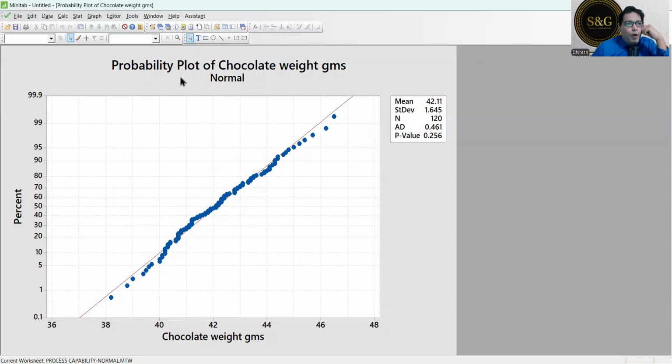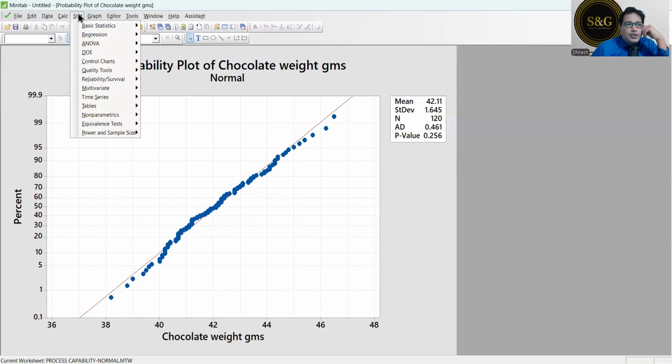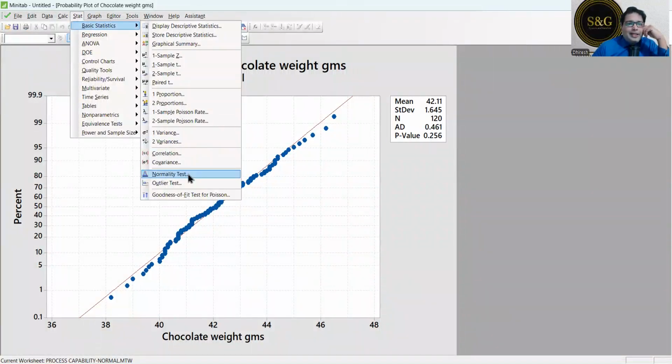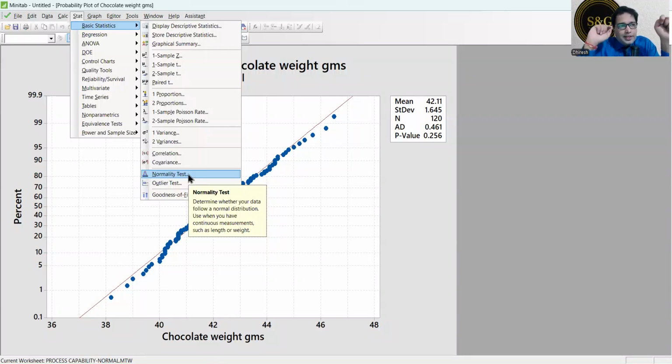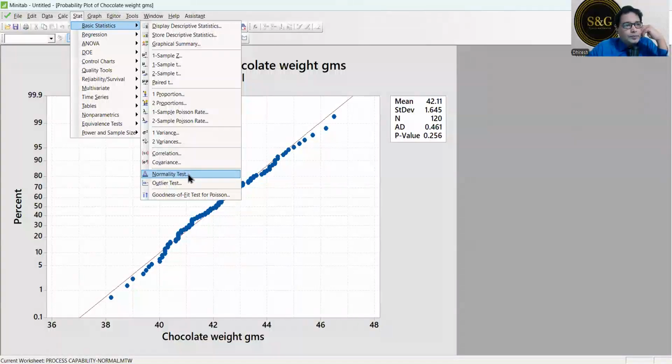Everybody got it? Just type got it in the chat box. Stat, basic statistics, normality test, the third last option. Just select the chocolate weight in that and just click on OK. That's it. Don't do anything else. Have you got this graph? Get the graph once, and then I will explain it to you. Just follow the sequence. Stat, basic statistics, normality. Done.